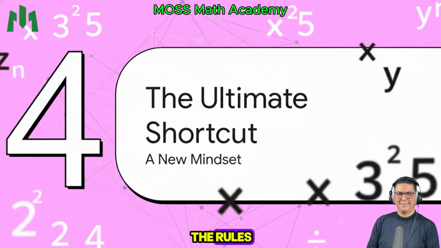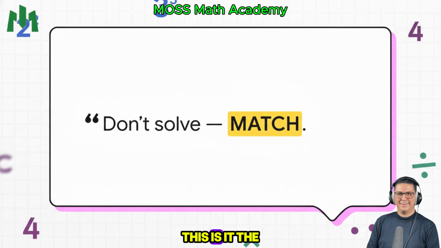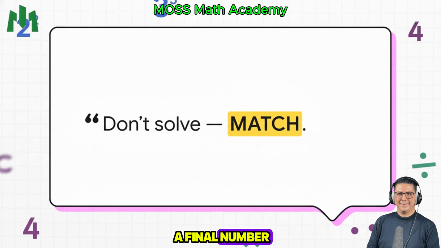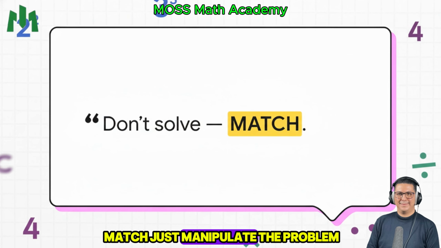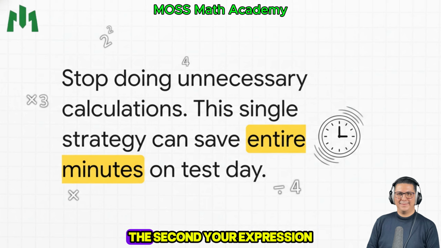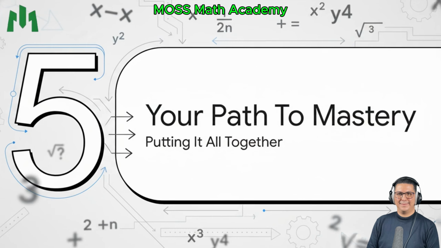Okay, so we've covered the rules, we've covered the tricks, but there's one more thing, and it's the biggest one of all. It's not just a trick, it's a complete shift in how you should even think about these problems. This is it, the ultimate SAT exponent trick. Your goal is not always to solve for a final number. Your goal is to match. Just manipulate the problem until it looks exactly like one of the answer choices. Let that sink in. The second your expression matches one of the options, you're done. You stop. You don't have to do any more work. This mindset shift alone can save you minutes on test day, which you can then use on the really tough questions.